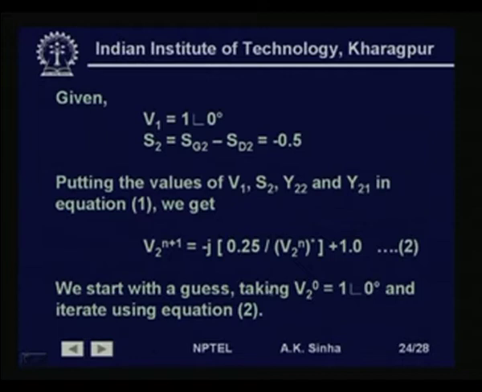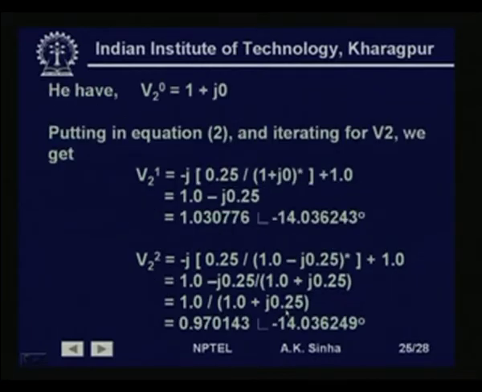we start with a guess, taking V2(0) as 1 angle 0, and iterate using equation 2. We have V2(0) as this. So putting the value here, we will get V2(1) as minus j0.25 divided by 1 plus j0 conjugate, plus 1.0. So this will give me 1.030776 angle minus 14.036 degrees.